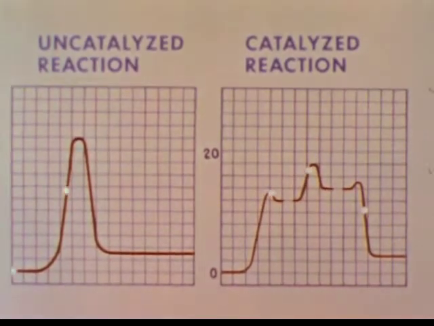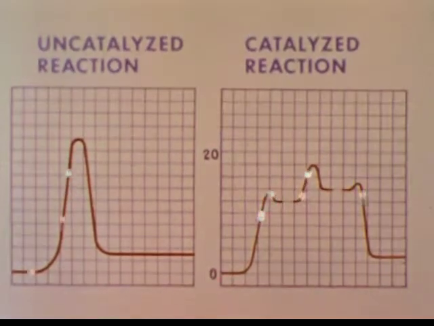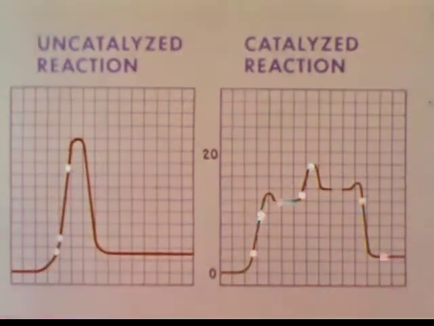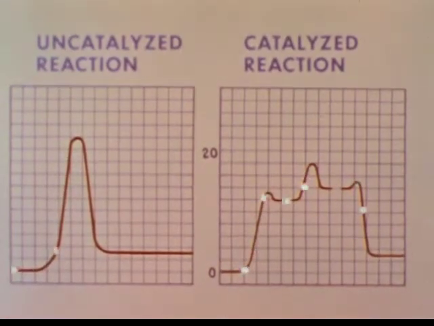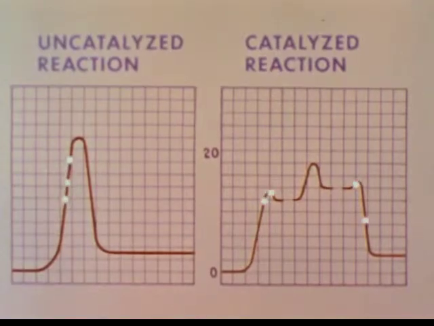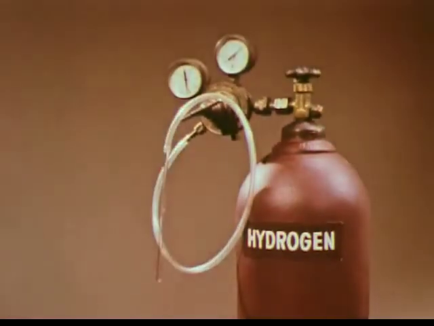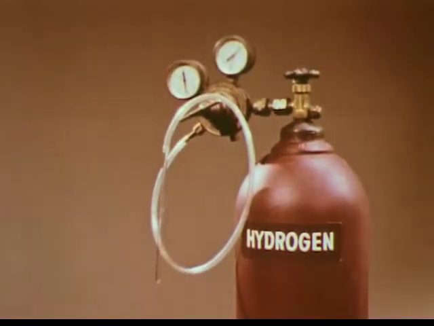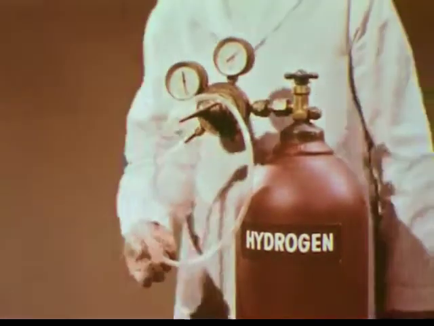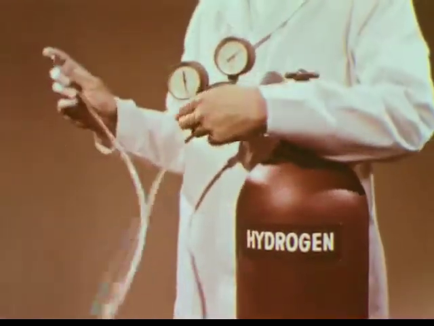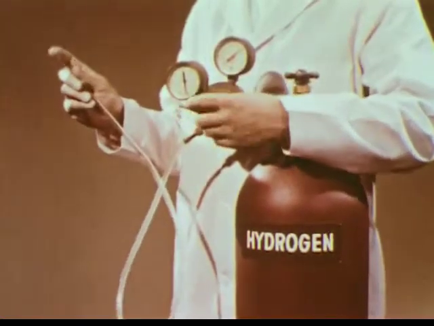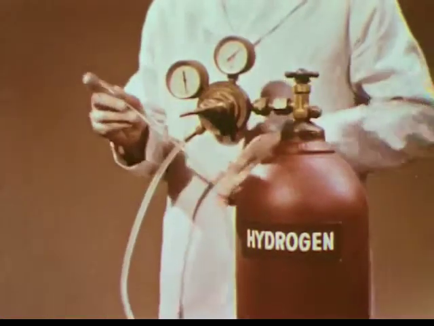But the catalyst provides an additional and easier series of steps for the reaction to follow. A much higher proportion of the collisions lead to reaction, and the total reaction is much faster. Now let's study another reaction, the reaction between hydrogen gas from this cylinder and oxygen from the air. When hydrogen flows into air at ordinary temperature, the reaction is slow.